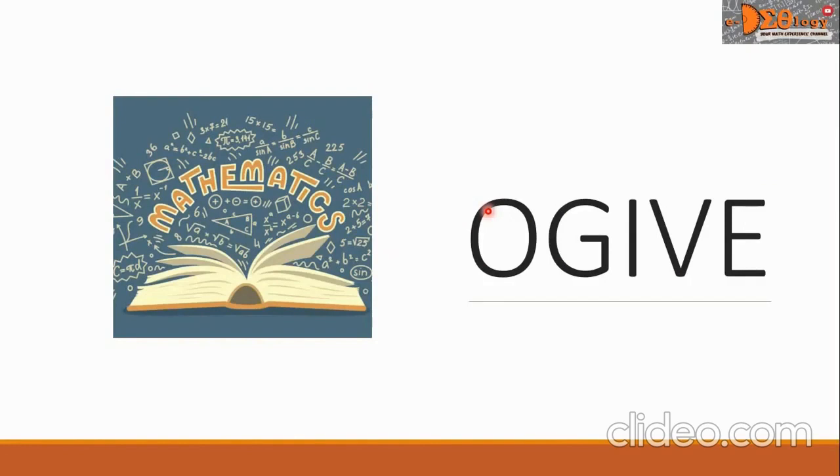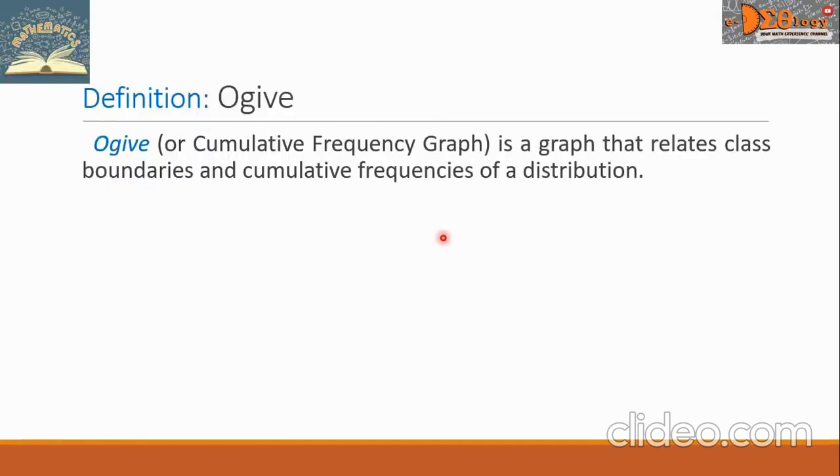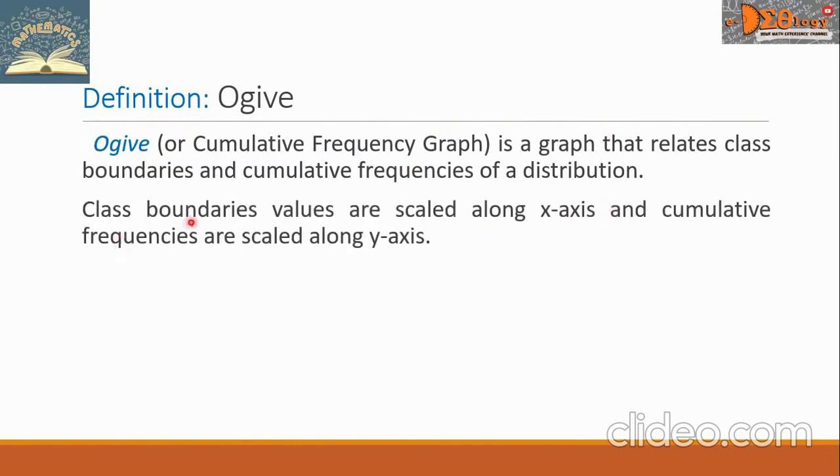Hi everyone. Today we're going to study ogive. Let us define ogive. Ogive, or cumulative frequency graph, is a graph that relates class boundaries and cumulative frequencies of a distribution. Class boundaries values are scaled along x-axis and cumulative frequencies are scaled along y-axis.